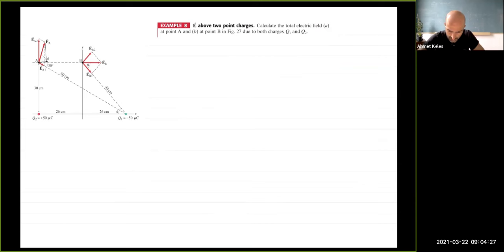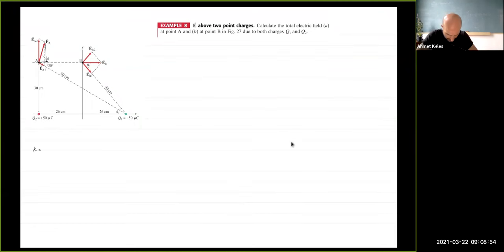So calculate the total electric field E_A at a point A here, and E_B at a point B in this figure, due to both charges Q1 and Q2. Okay, you have 2 charges, Q1, which seems to be negative, minus 50 microcoulomb, and Q2, which is plus 50 microcoulomb, and the distances are known. This is known, this distance is known, this is also known. And we want to find the net electric field at point A.